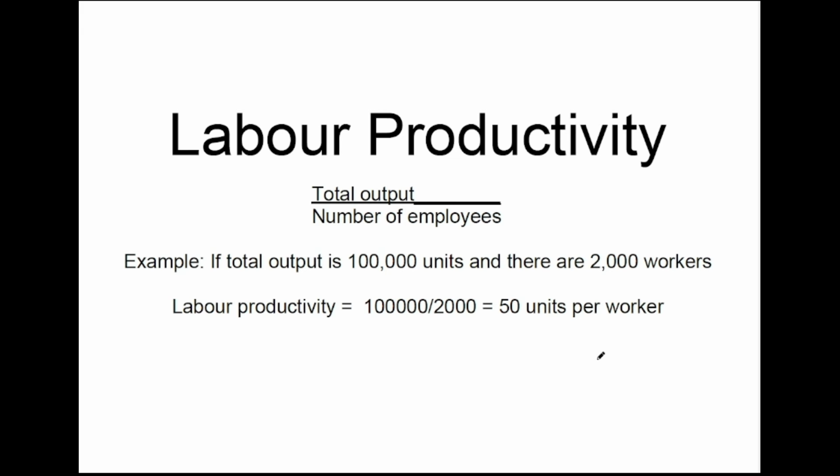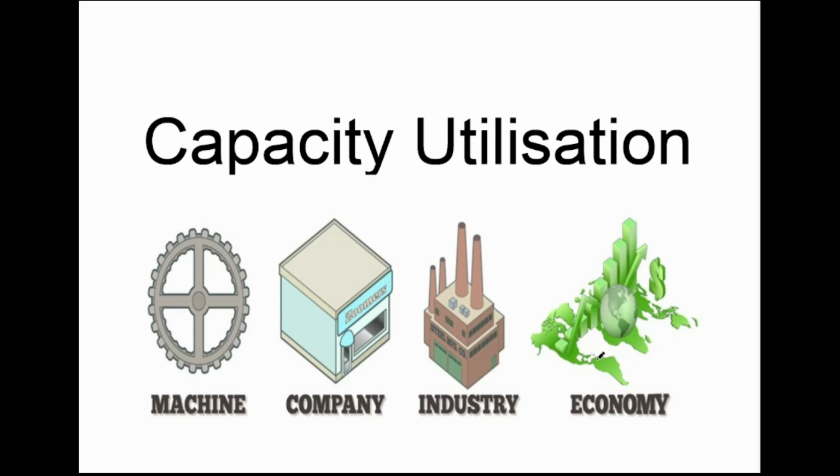Okay, labour productivity: output per worker per hour or output per worker, depending on what they ask you in the case study. Capacity utilisation: expect, I think, something like this in paper 3 if we're thinking about how to get more profit out of a factory.